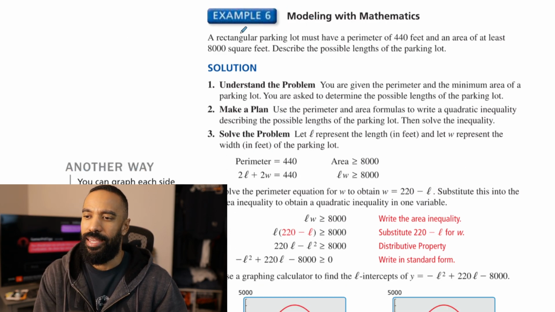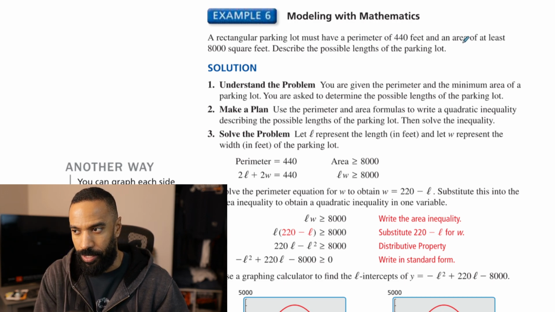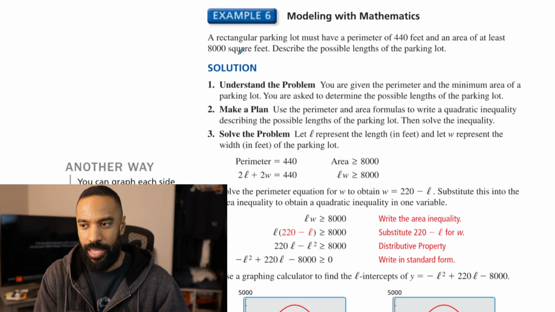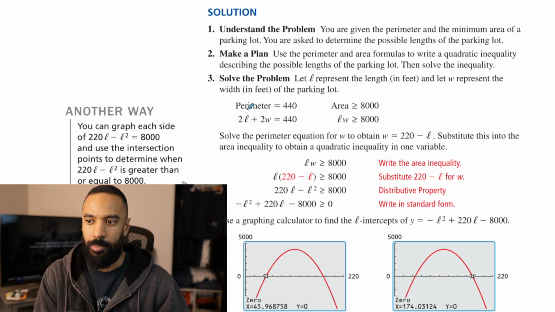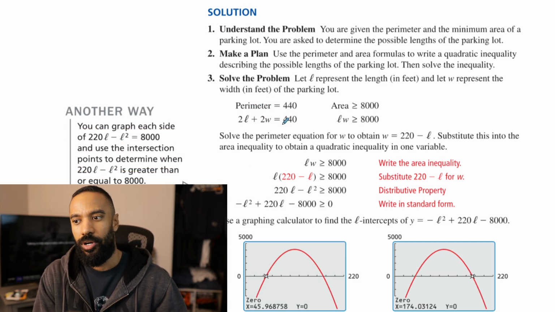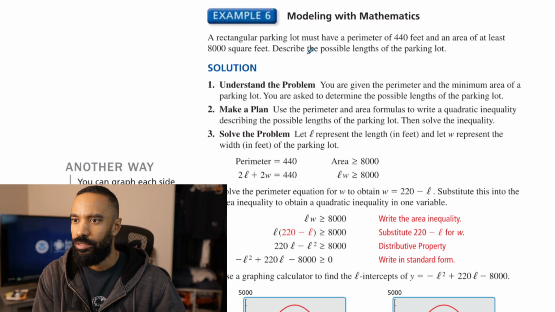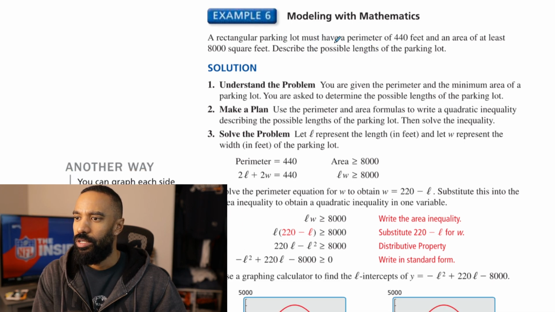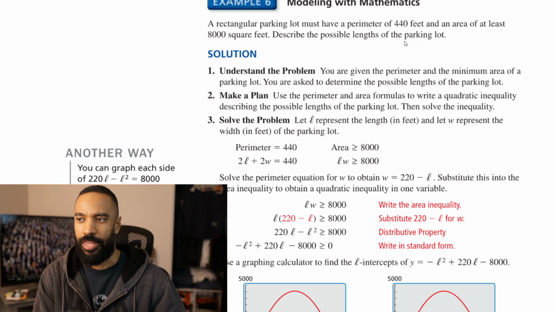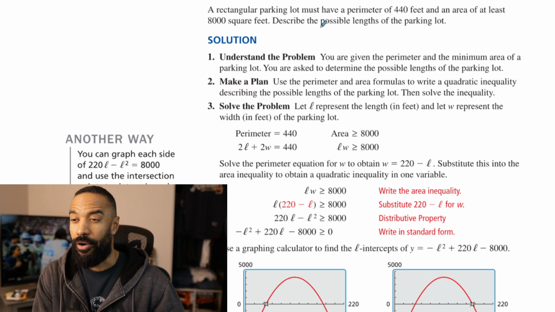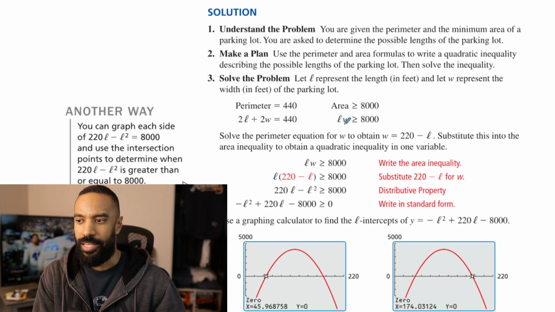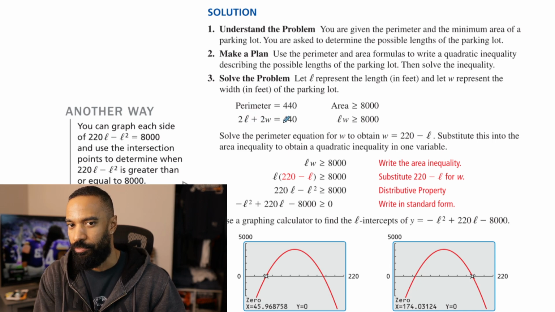Modeling with mathematics. A rectangular parking lot must have a perimeter of 440 feet and an area of at least 8,000 square feet. So we have a perimeter formula here. Wait. Oh, it says must have a perimeter of 440. I thought it said at least. But the area is at least 8,000. So length times width must be at least 8,000. The 2 lengths plus 2 widths must be 440.